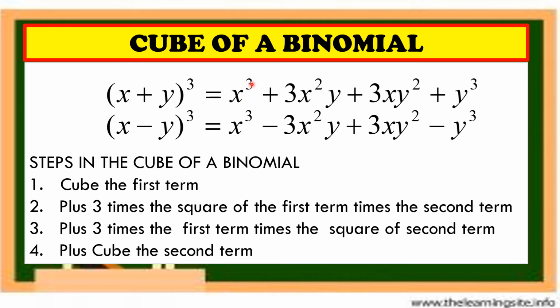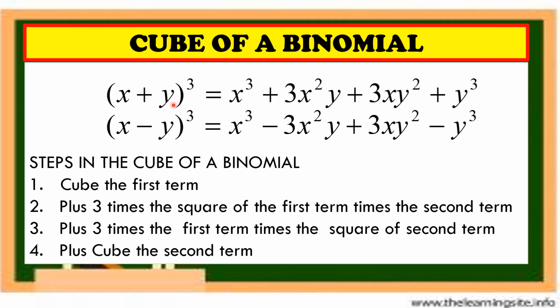So x cubed. The second step, plus 3 times the square of the first term times the second term: 3x squared y. The third step, plus 3 times the first term times the square of the second term, is 3xy squared. And the last step, cube the second term. The second term is y, that is y cubed.